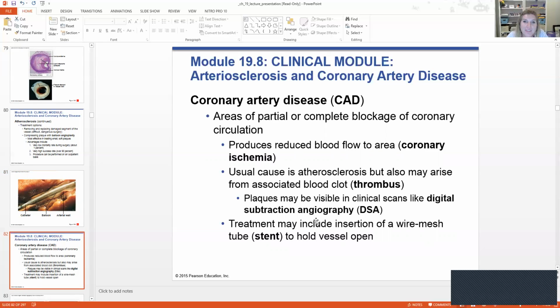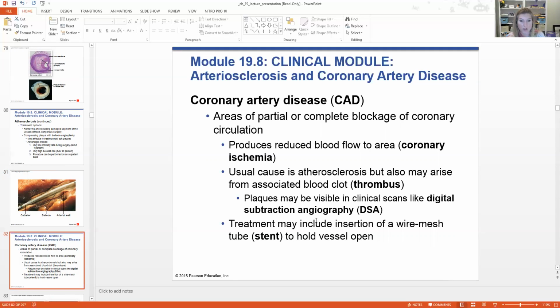So with coronary artery disease, this is the partial or complete blockage of coronary circulation. So the atherosclerosis and arteriosclerosis can be anywhere in the body. Specifically on the heart, we call it coronary artery disease. So this condition produces reduced blood flow to a particular area of the heart, which is called coronary ischemia. Typically what they'll do is they'll put a dye into the heart, and they'll follow the coronary blood flow, and then they can see that part of the blood flow is blocked, right?